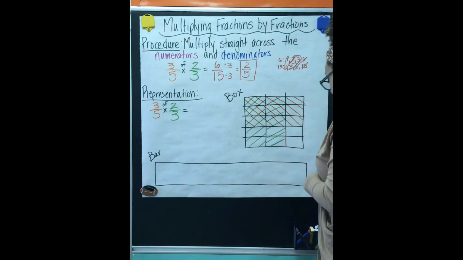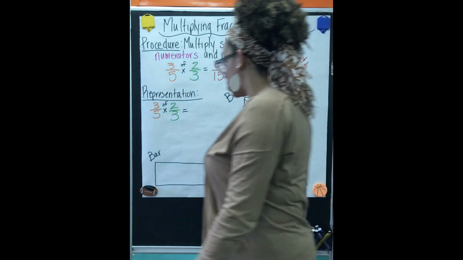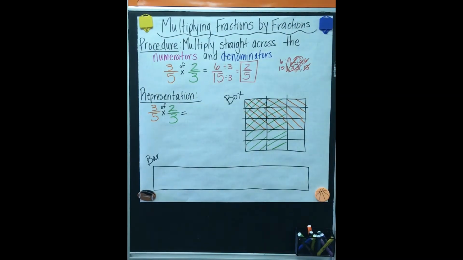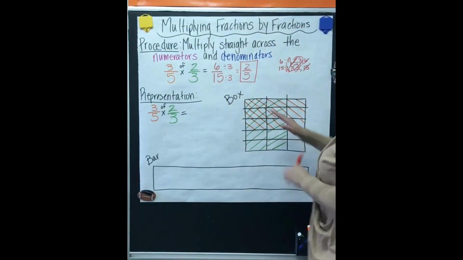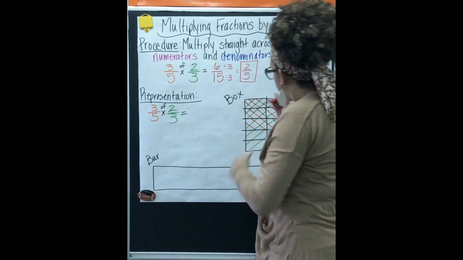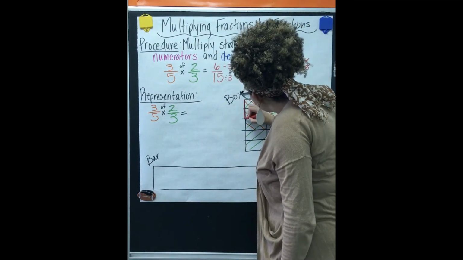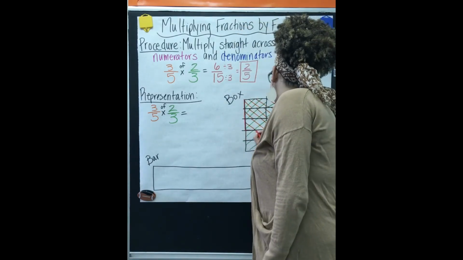So I want us to pay attention and look. Where do my two colors overlap? And let's say you didn't have colors, that's why we do the opposite slashing so you can see. So it would be, where do my two slashes overlap? And it is right here.